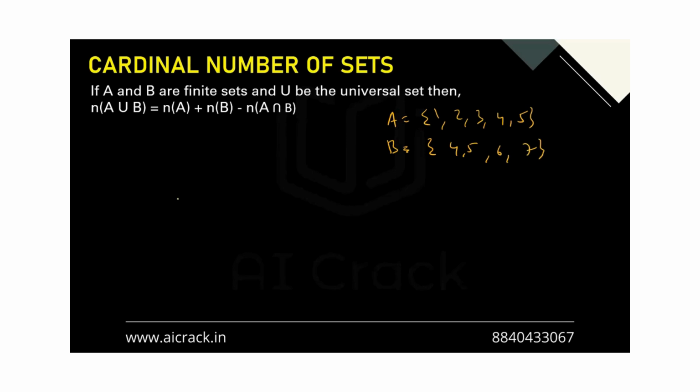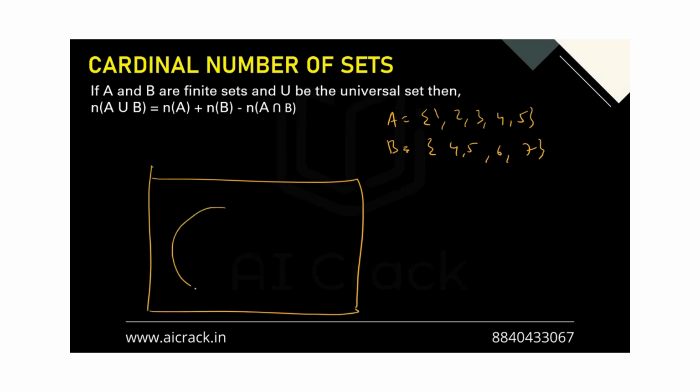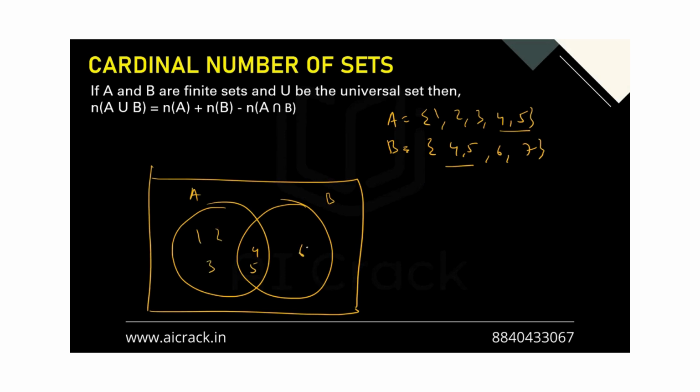Now, if you want to present this in Venn diagrams, it would look like this. This is our set A, this is our set B. In A and B, 4 and 5 are common, so 4 and 5 would come over here. 1, 2, and 3 would come over here, and 6 and 7 would come over here. So this region contains all the elements which are present only in A, this region contains all the elements which are present only in B, and this region contains the elements which are common to both A and B.